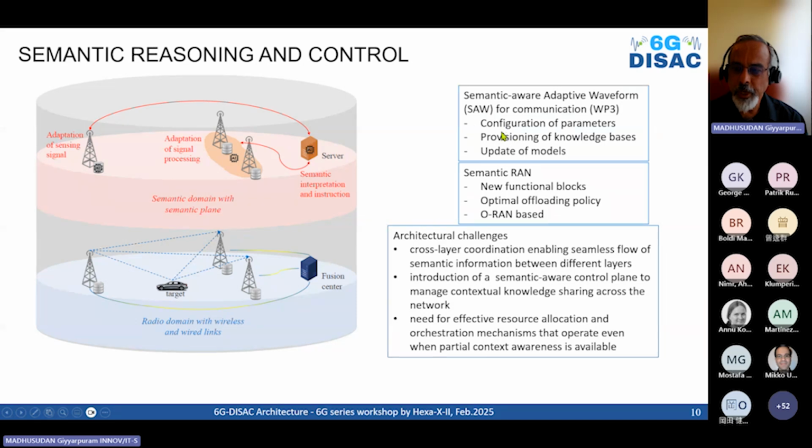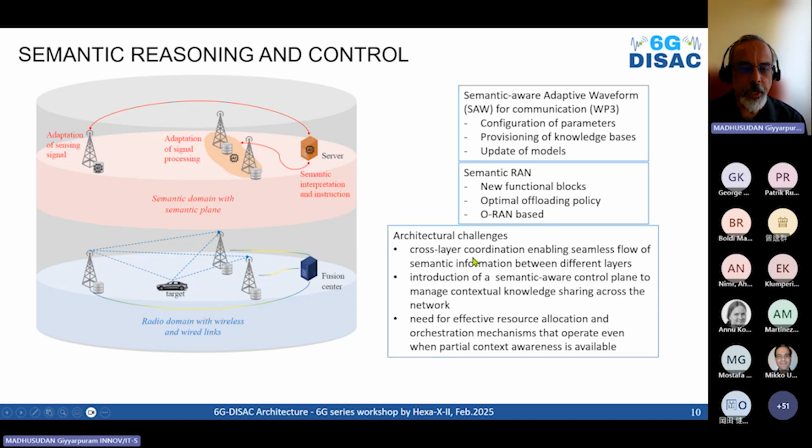I don't have the time to go into it. And then of course the semantic RAN, which is the more traditional one. I believe there's some work done in Hexa-X-II, but there's been specific ORAN-based work using the semantic blocks, which has been done in 6G projects, and we are collaborating on the architecture aspects of it. So in terms of the architecture, it's the coordination that is needed between the different layers, the semantic layer and the RAN layer.